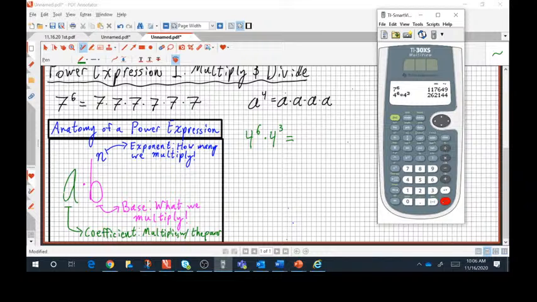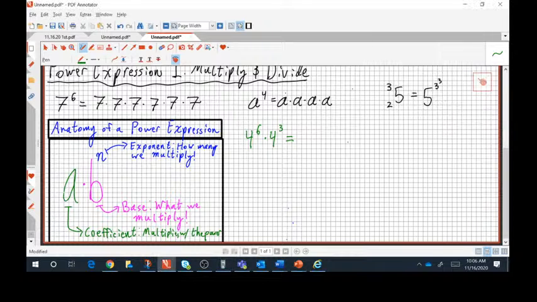So, India, what did you get for that? Yeah, because if you think about it, it's 6 4s multiplied together, and then 3 4s multiplied with that, which is a total of 1, 2, 3, 4, 5, 6, 7, 8, 9. 9 4s, 4 to the ninth. Now, how many people here can see a super shortcut so we don't have to write out that thing every time? Ooh, let's try this one.